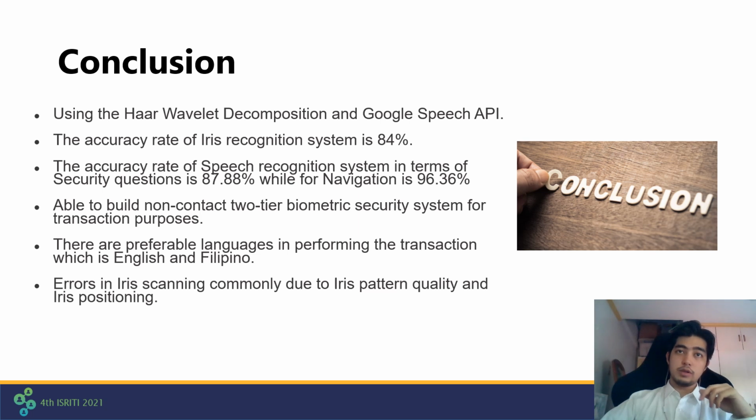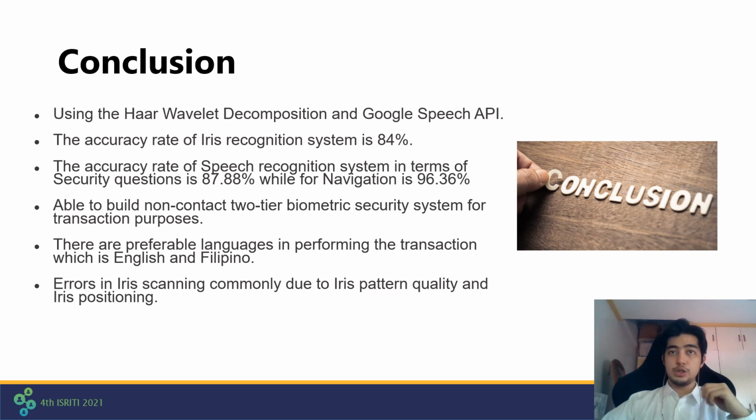We were also able to build a non-contact two-tier biometric security system specifically for the DSWD 4Ps, having different transaction features like making a withdrawal, balance inquiry, and of course account enrollment. Now, this ATM system has a preferable language where it could be performed through English or Filipino languages, depending on the user on how he or she will use it.